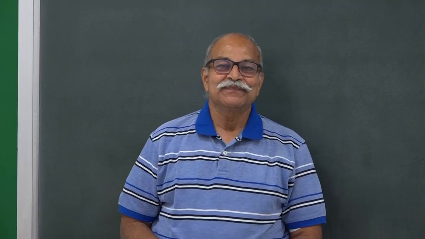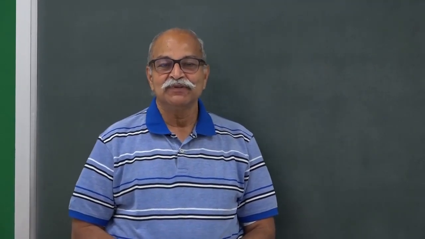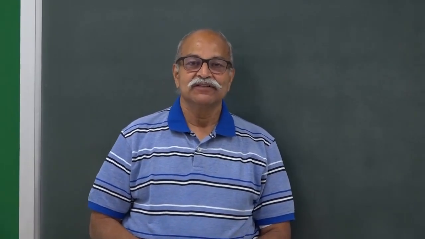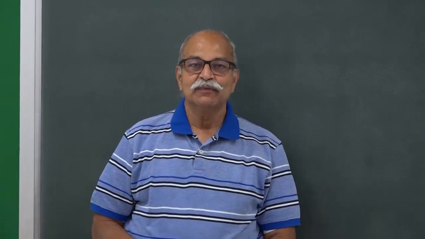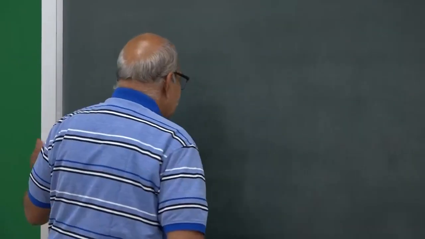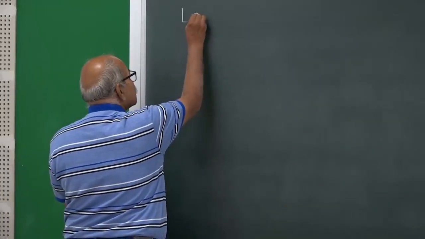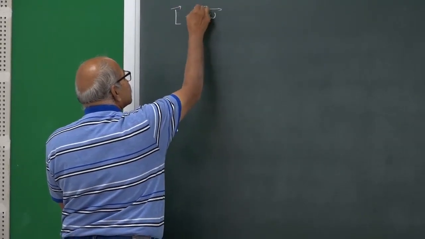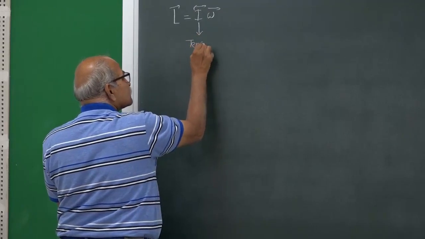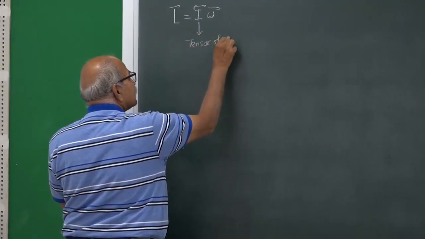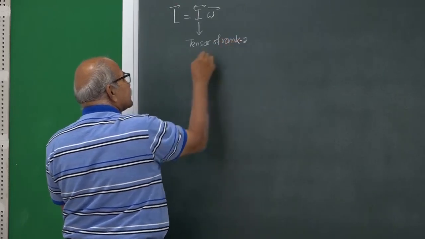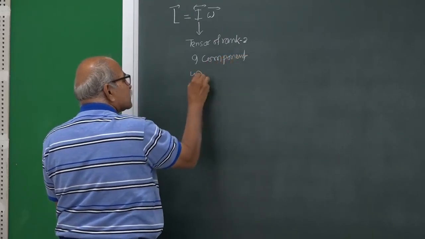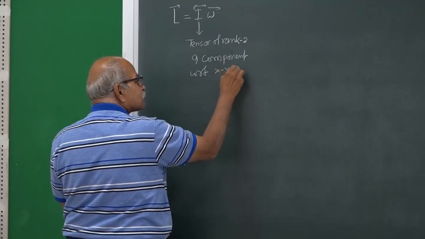So, we had seen the relation between angular momentum of a rigid body about some point and the angular velocity of the rigid body if it is rotating about some axis. The relation was L is equal to I omega, but then this was a vector, and this was a tensor of rank 2. We call it a tensor of rank 2. It has 9 components with respect to some x, y, z axis chosen.